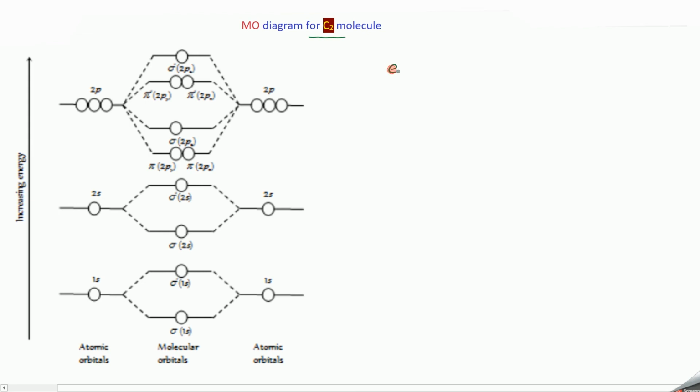Next we'll take the molecular orbital diagram for the carbon molecule. So you write the electronic configuration for the carbon atom. Carbon has atomic number 6, so you can write 1s2, 2s2, 2p2. Now you write that molecular orbital diagram. This is the first carbon with its 1s orbital with 2 electrons, and this is another carbon with its 1s orbital with 2 electrons.